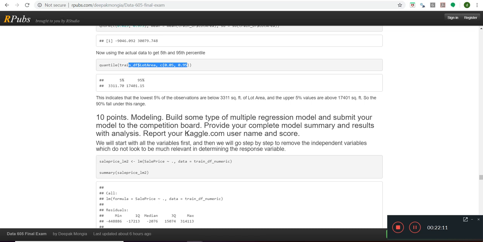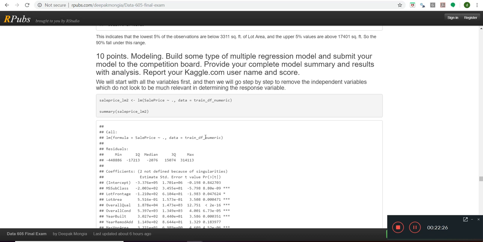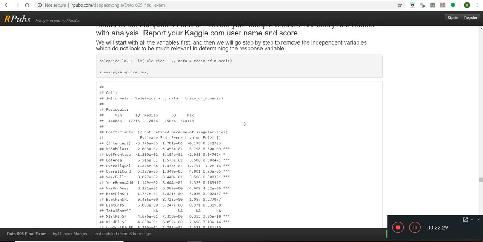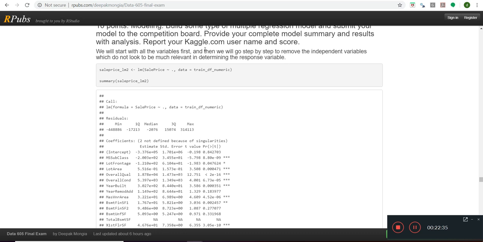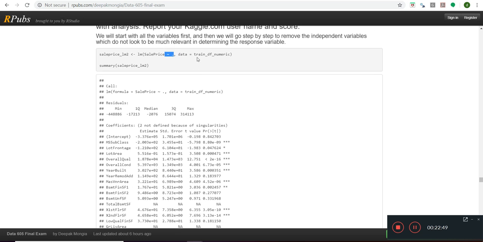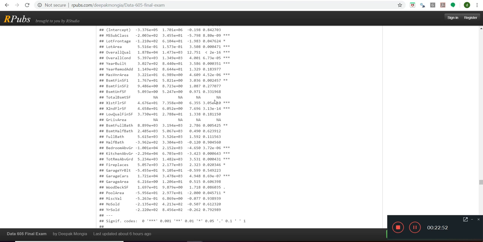Moving forward, we have to create a multiple regression model, and then we are asked to submit the results on the Kaggle competition board, fetch the score from there and paste it. So basically we'll start with all the numeric variables that we have, and then step by step we'll remove some of them based on how the model looks. In the start I've used all the variables, and then it comes out to be this in the summary.